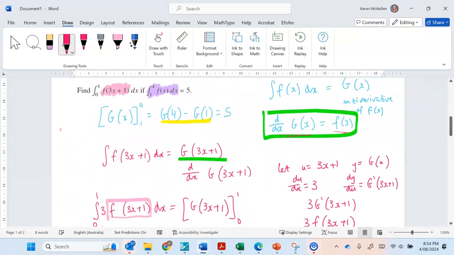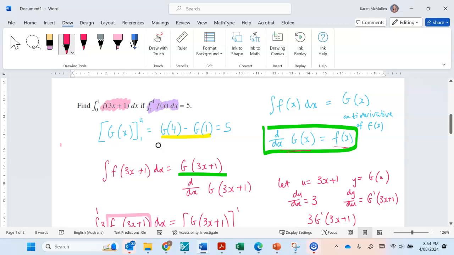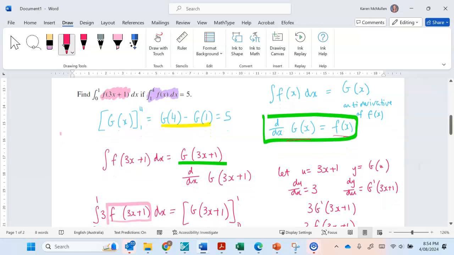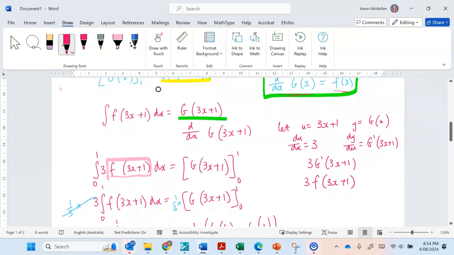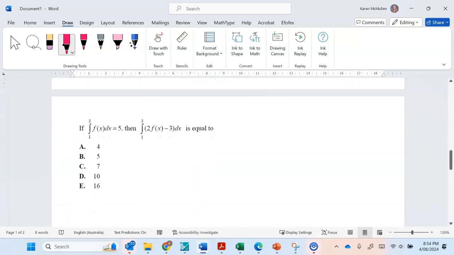First of all, let's just recap the relationship between the antiderivative and the derivative. You might see G being used, or capital G or capital F, for the antiderivative. So understanding that relationship is really important to understanding this question. And then also finding the derivative using function notation, which is what we did over here. All right, let's move on to a VCAA question.